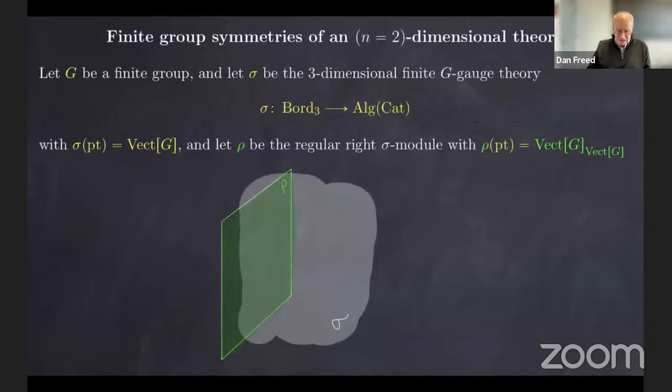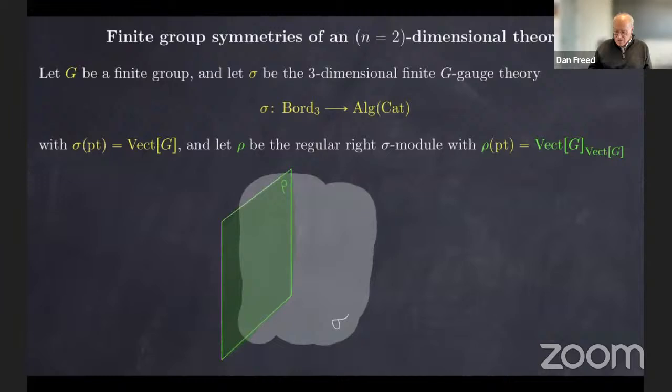Okay, so here's another kind of picture where we go up in dimension. And so we are talking about two-dimensional field theories with finite group symmetry. So the sigma is now a three-dimensional theory. And so we're one level up in kind of category number if we make this a fully local theory. And what it attaches to a point is what I introduced earlier, this categorified group algebra or group ring of the finite group G. And here is one of the cases where there's a notion of a regular module. And that's this abstract sigma and rho.